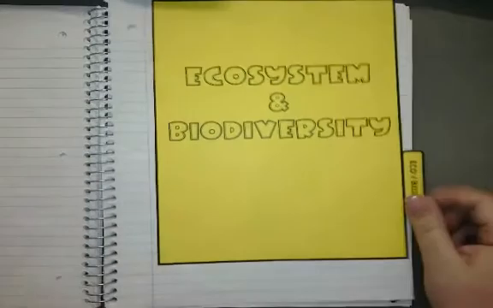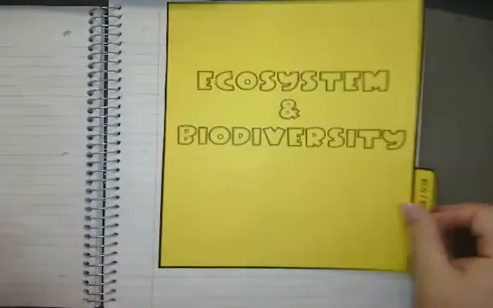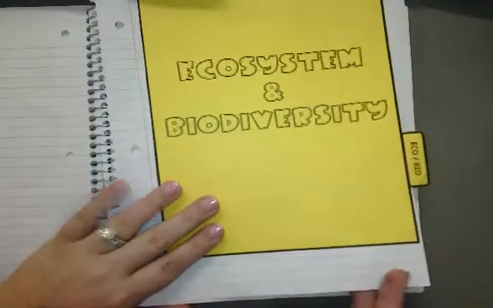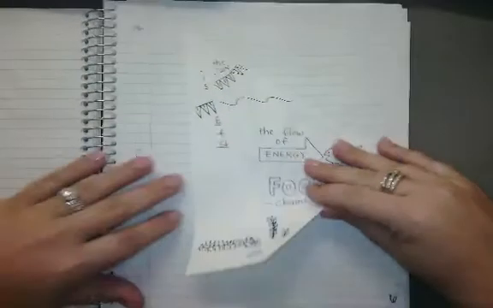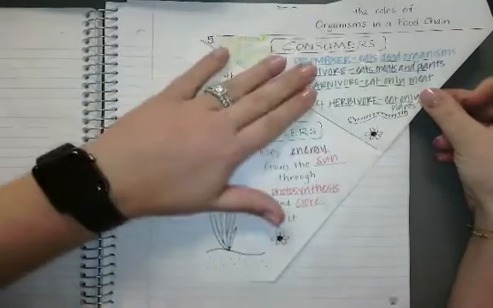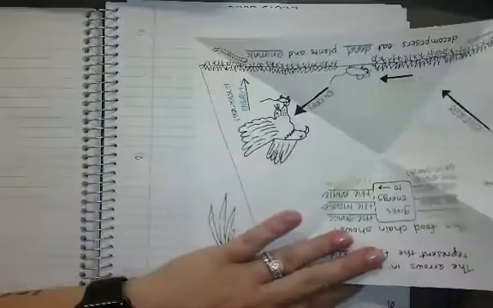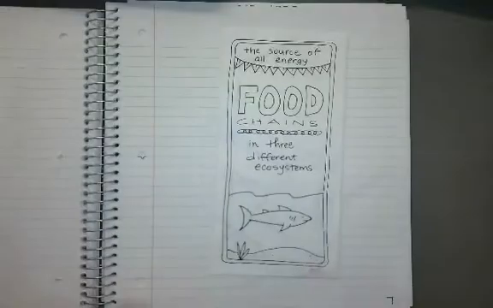Okay, this tab starts where we left off in the last section. The last section ended on page 4, so you will start with your first content page on page 5, which is abiotic and biotic notes. Then you have energy flow in the ecosystem or in a food chain, and that tells you types of consumers and producers. It opens to a little food web. Page 7 is food chains.